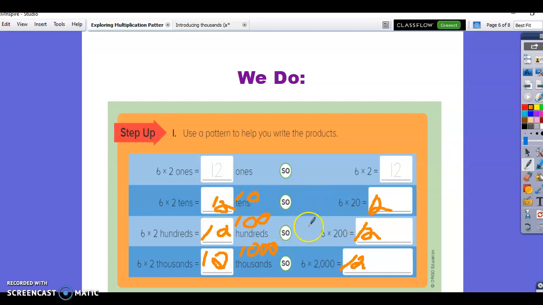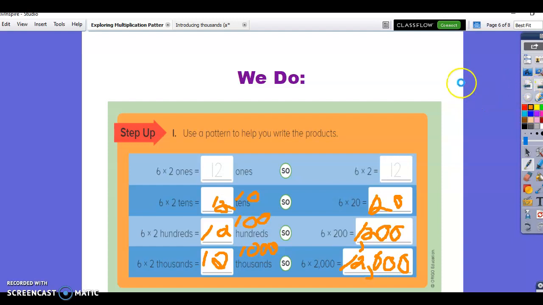So to get your answers, all we're doing today is adding in the value of the zero. So we're going to add in 1 zero here. We're going to add in 2 zeros here. And then 3 zeros here. And you count yours, put your commas in. So 6 times 2 is 12. 6 times 20 is 120. 6 times 200 is 1,200. And 6 times 2,000 is 12,000. So check inside your notes and make sure that you have copied these correctly. And that's what we're practicing today.